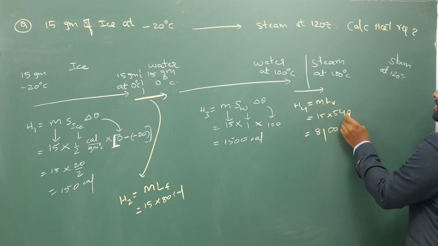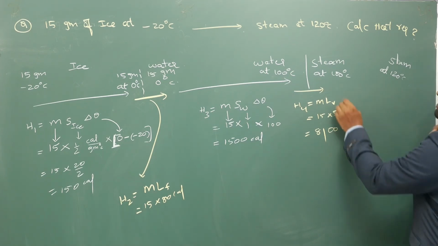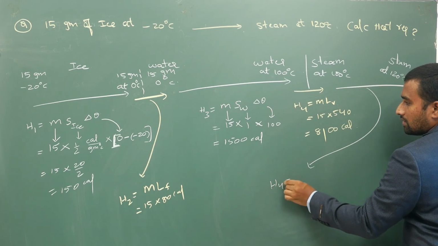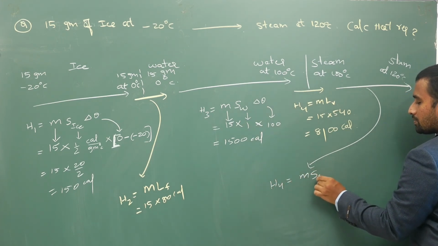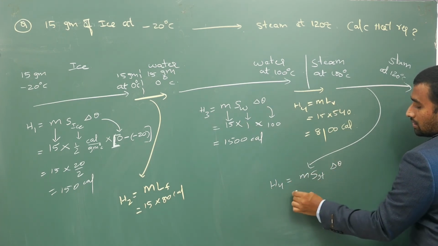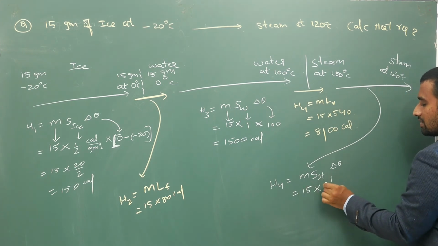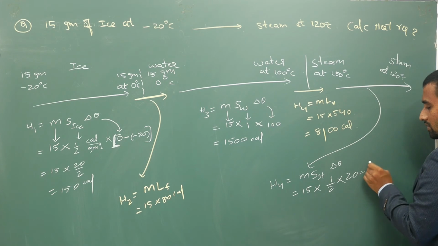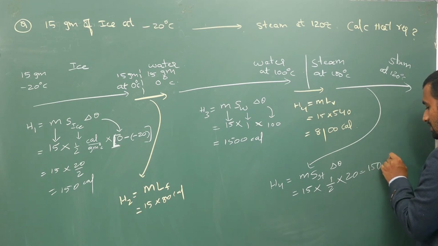Next, from steam at 100 to steam at 120, your H5 is equal to mass m into specific heat of steam into delta theta. So that is 15 into specific heat of steam is half into your temperature difference is 20, so once again you will get 150 calories.